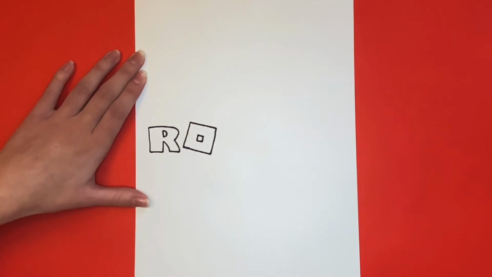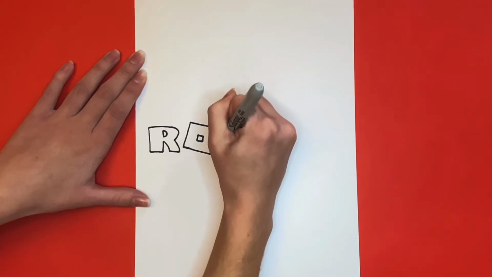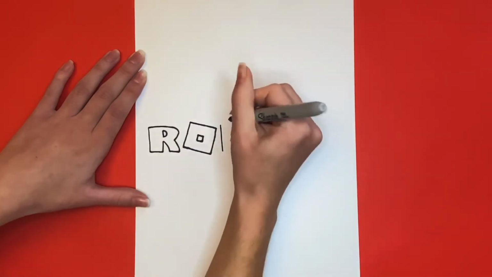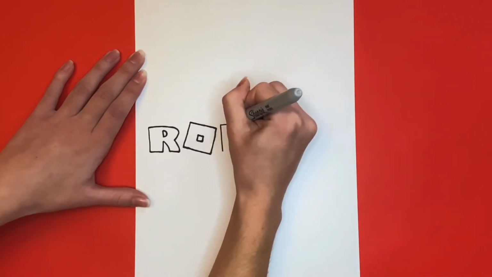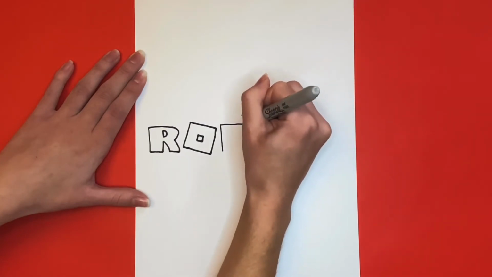Then we will draw the next letter, a B. Again, we will draw a straight line going up and down like we did for the R. Then from the top, we will start drawing a line going towards the right that curves down to the middle, and then that will make another curve down to the bottom and connect back to the line.